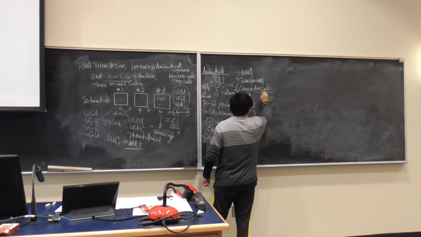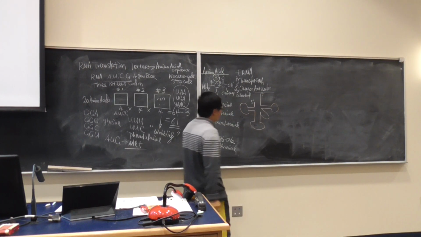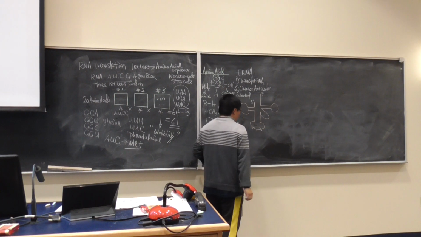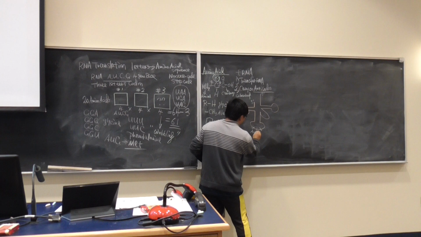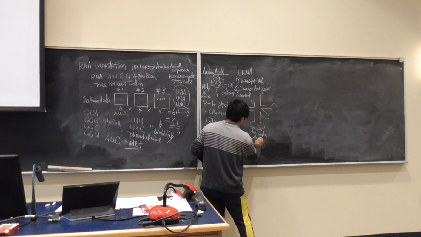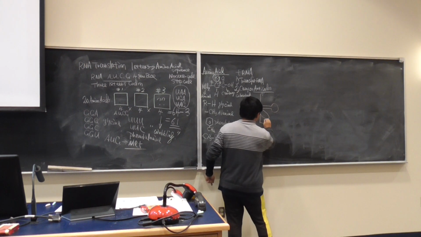5 prime to 3 prime. Is that correct? 5 prime to 3 prime, okay. What are these names? This is where the anti-codon is. So we call it the anti-codon arm. What is this one? Variable arm.